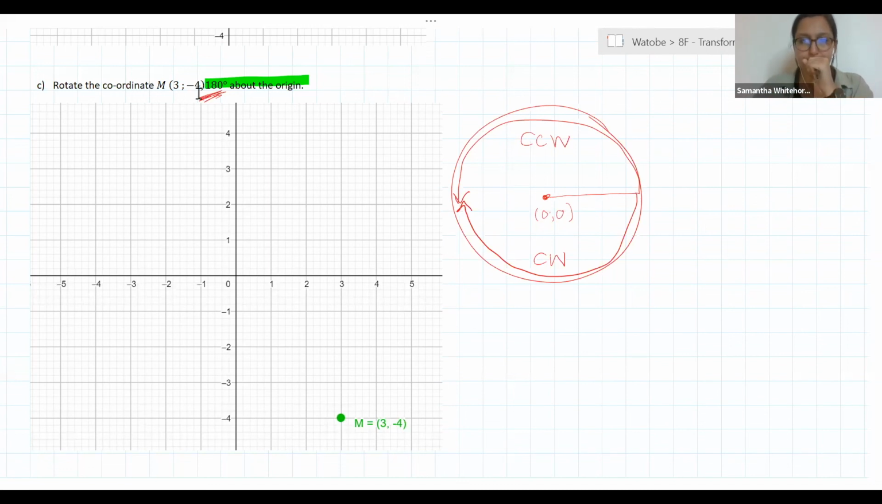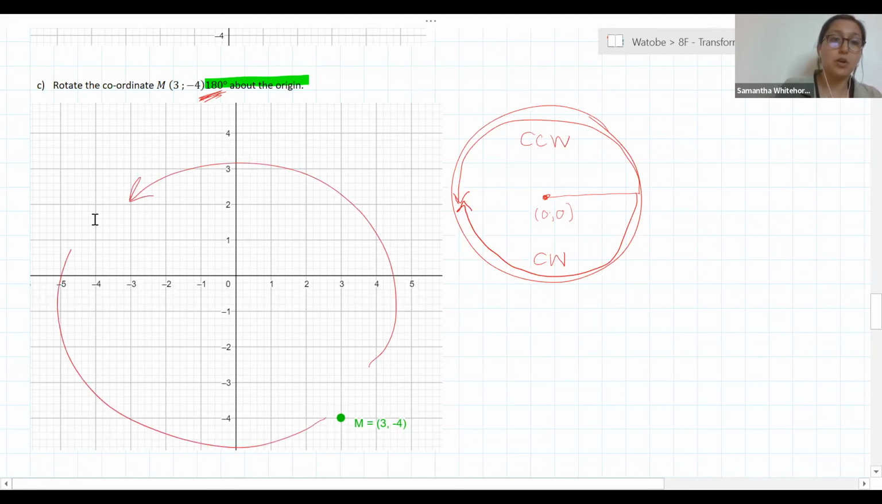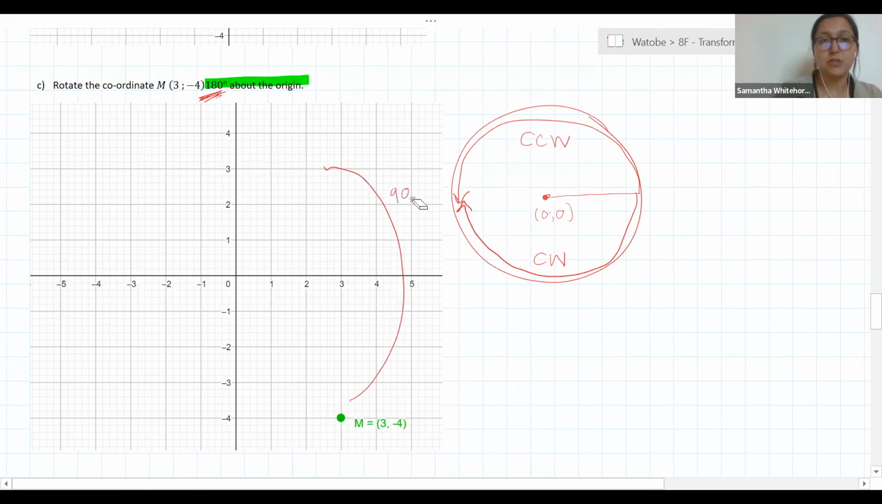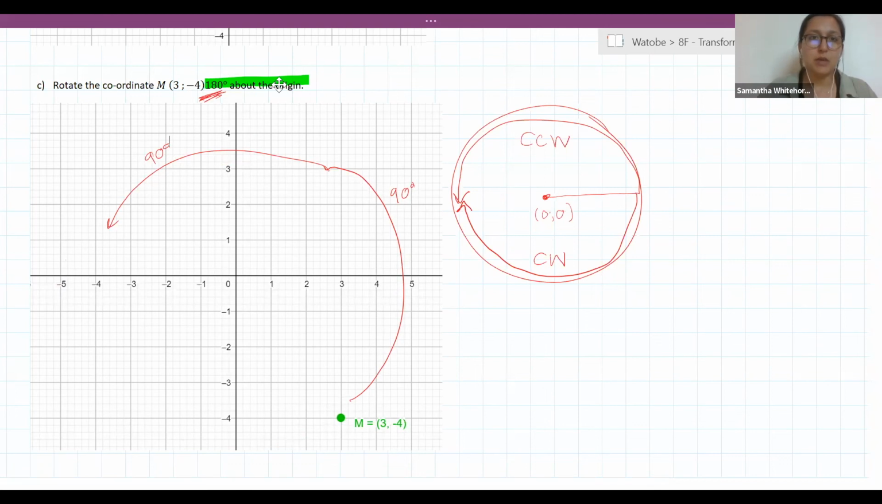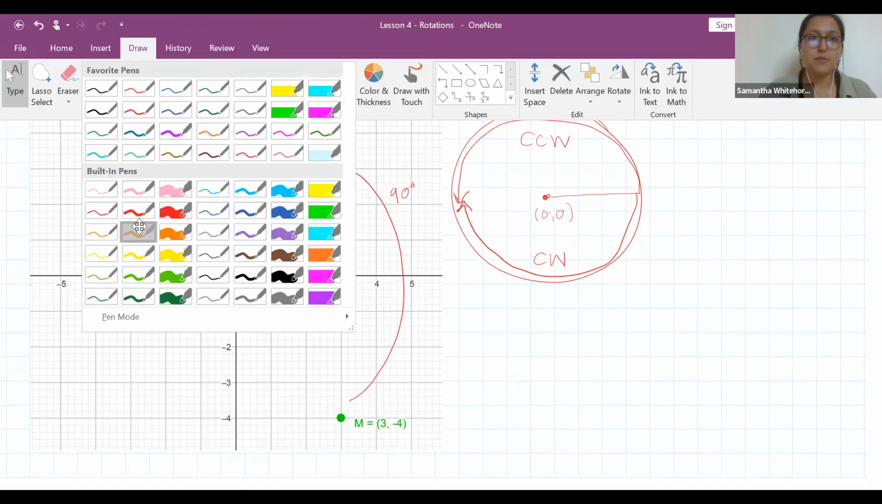When I rotate, it doesn't matter which direction you go in. Whether you go counterclockwise or clockwise, you end up in exactly the same point. But we need to bear in mind that into the next quadrant would be 90 degrees, and we still have to do another 90 degrees to get to my full 180. I would still use my rectangles. I'm not going to change my method here. I'm going to stick to what I'm comfortable with.